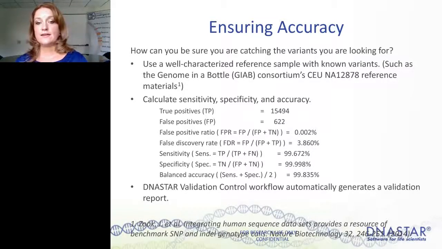So then we have the false positives. You can then calculate a false positive ratio, a false discovery rate. And from those numbers, then you can calculate your sensitivity, which is a measure of the true positives, and then the specificity, which takes into account the true negatives. And from those two, then you can have the balanced accuracy. And you can see that we had very good luck with that. We had over 99.8% accuracy with our Illumina data. So that's just one example of how you can use a validation control to ensure the accuracy of the gene panels.